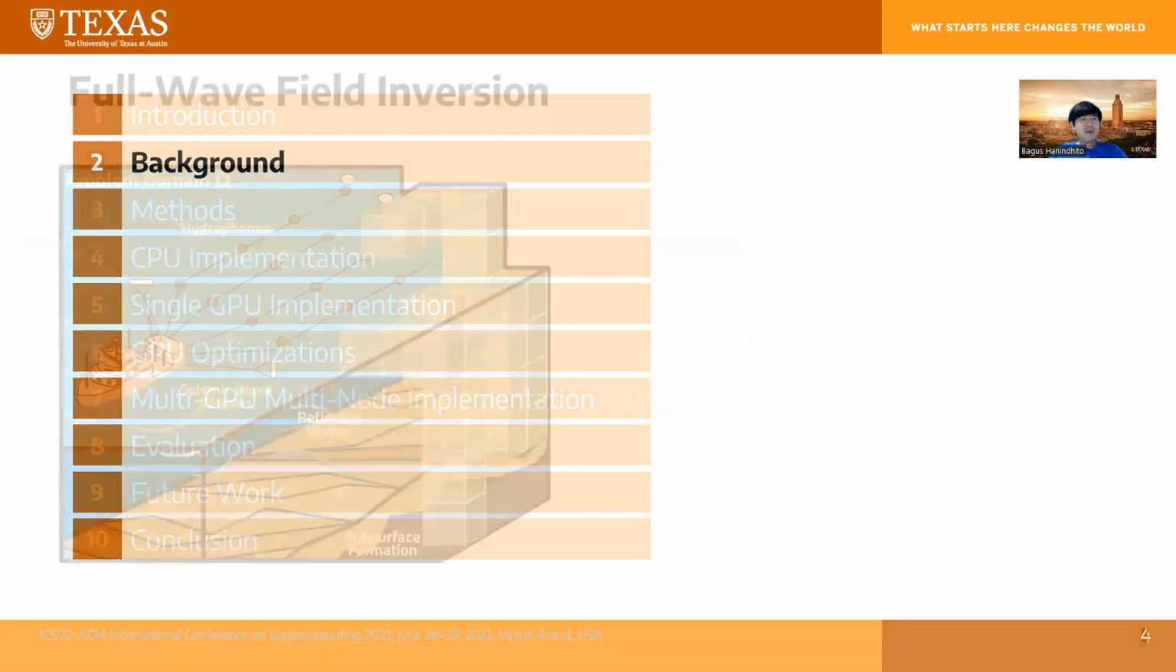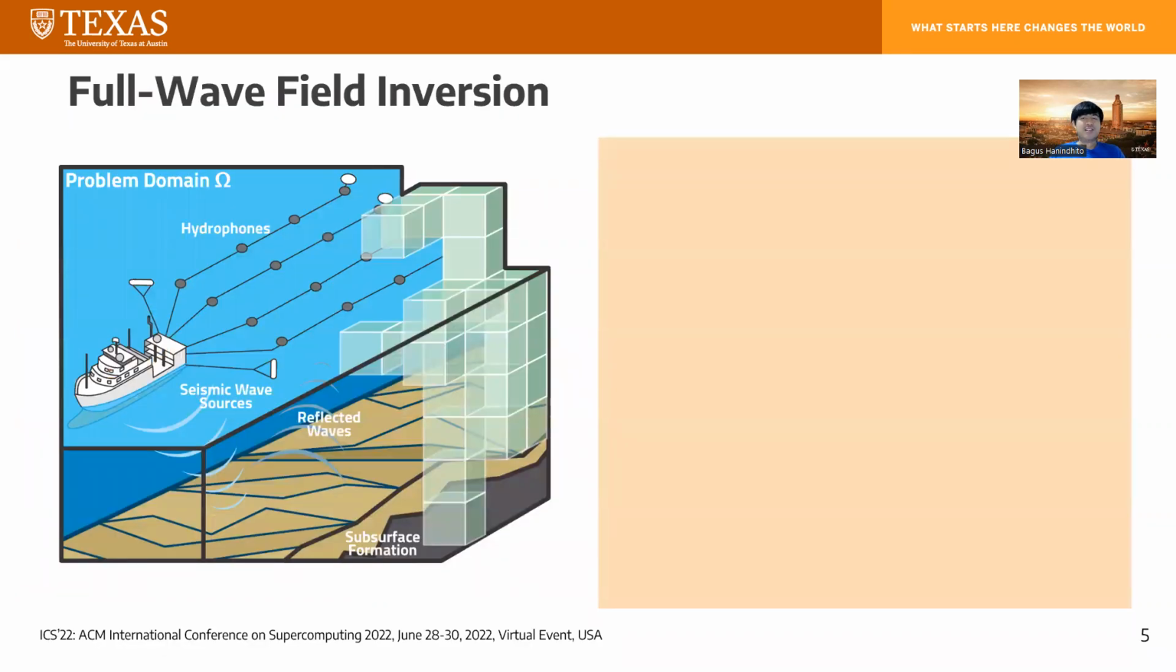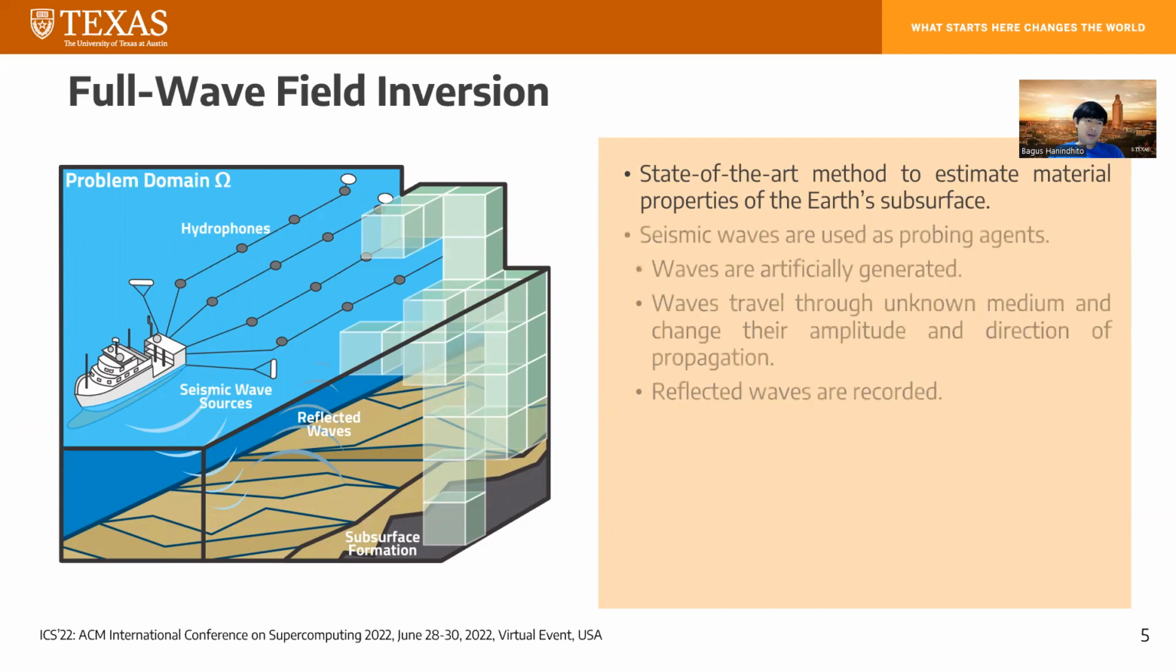Next, the background. So full waveform inversion is the state-of-the-art method to estimate material properties of the Earth's subsurface. So seismic waves are generated artificially using seismic wave sources on a ship, for example, and these generated waves travel through the unknown medium. As they travel, they change their amplitudes and direction because of the subsurface formations that consist of different materials, and then we record the reflected waves using hydrophones.